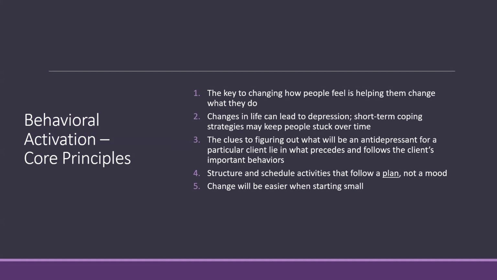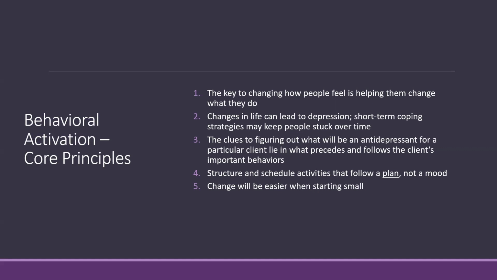Second principle is that changes in life can lead to depression, and that short-term coping strategies might keep people stuck over time. So the things that we do to try to help us feel better in the short term can get us stuck in these patterns that really don't change our mood overall. And so the clues to figuring out what will be an antidepressant for a client really is involved in looking at what precedes and follows the client's behaviors. So what leads somebody to do an activity and how do they feel after that activity? And how is this impacting their overall patterns of mood?